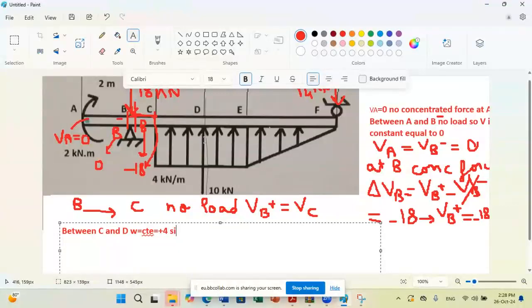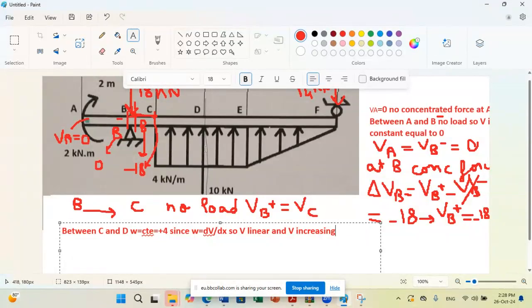Okay, so since omega equals the derivative of shear with respect to x, because omega is constant, V will be linear, and since omega is positive, V will be increasing. So it will increase in a linear way between points C and D. Okay, now what should we do now?